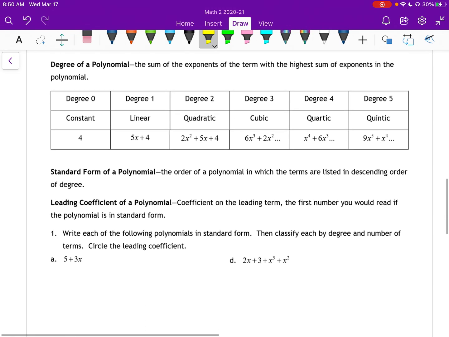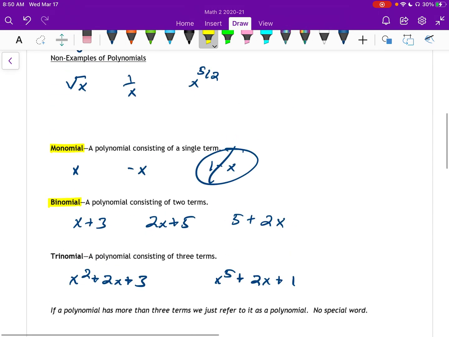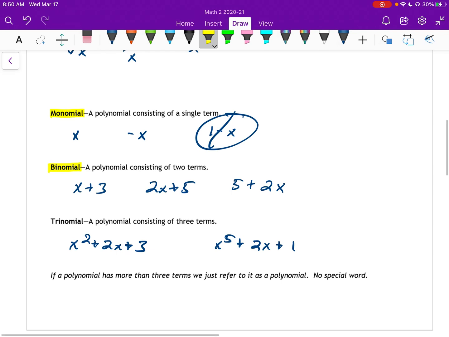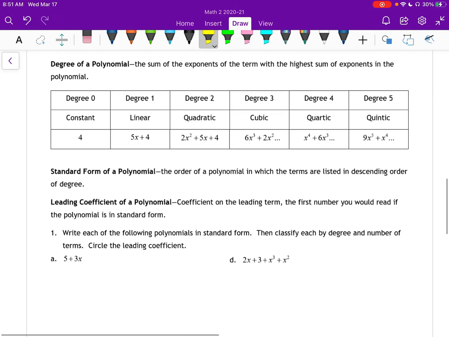All right, the degree of a polynomial. So up here, we count how many terms there are. We count how many things are between pluses or minuses. Down here, we describe the exponent. So the degree of a polynomial is the sum of the exponents of the term with the highest sum of exponents in the polynomial. That's really hard to see. It's the biggest exponent. That's what that means. The biggest exponent.